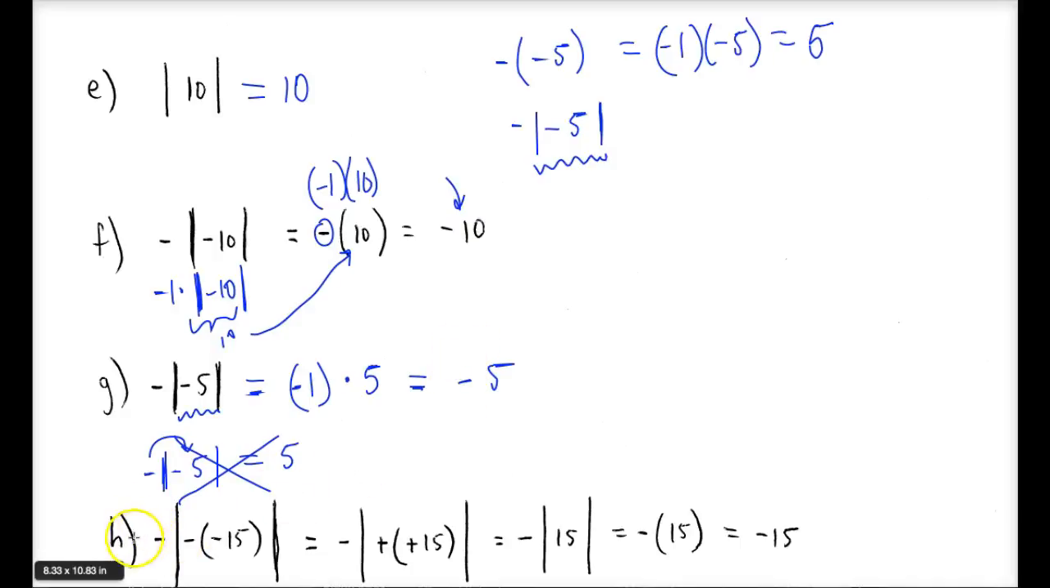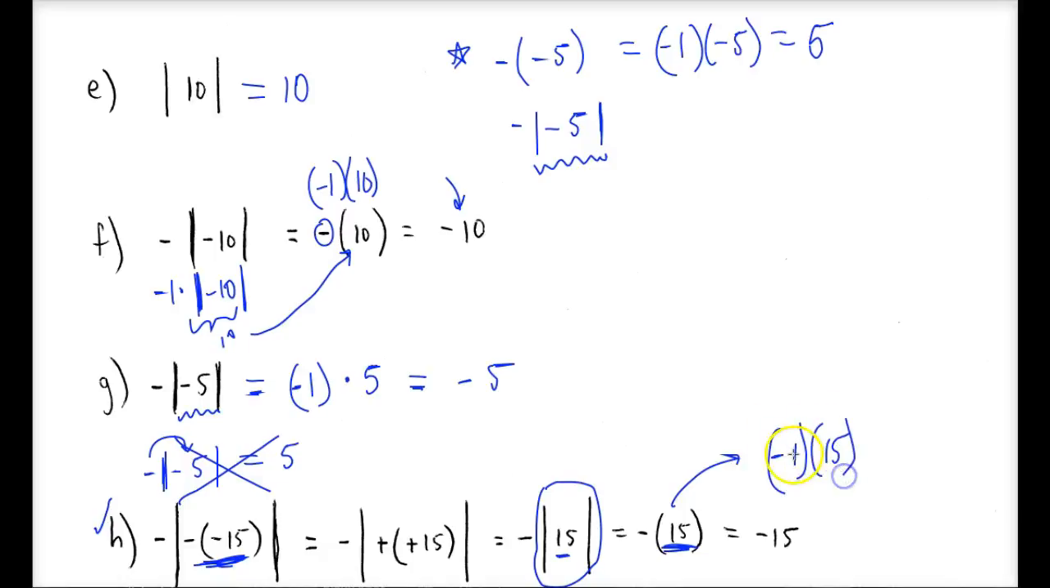Similarly for example H, we need to work inside our absolute value sign first. In here it looks a lot like this example. Here we can say a negative times a negative is a positive, and all that simplifies to 15. We know that the absolute value of 15 is just 15. And now we interpret this as a negative 1 times 15. And of course, negative 1 times positive 15 is a negative 15.